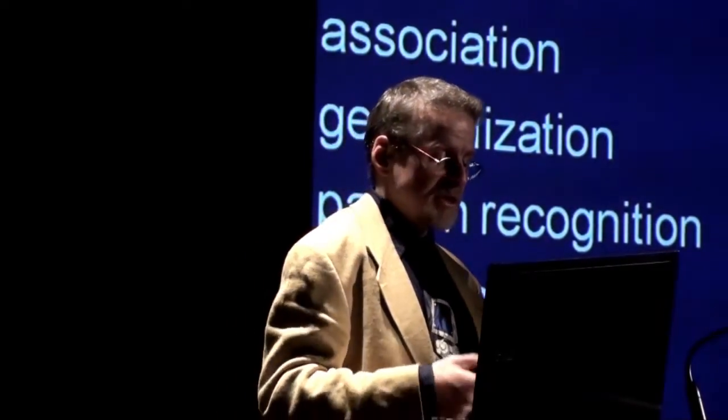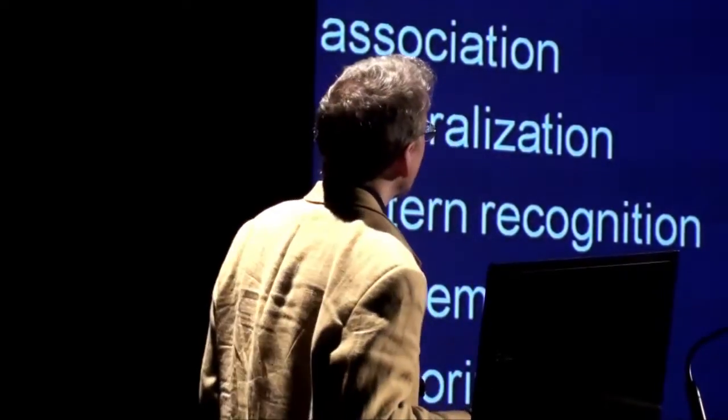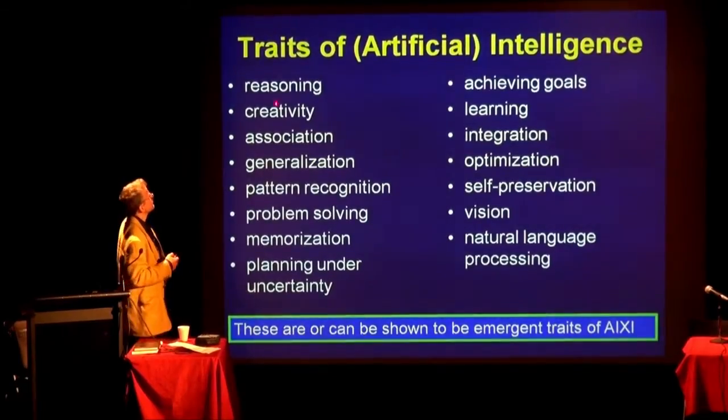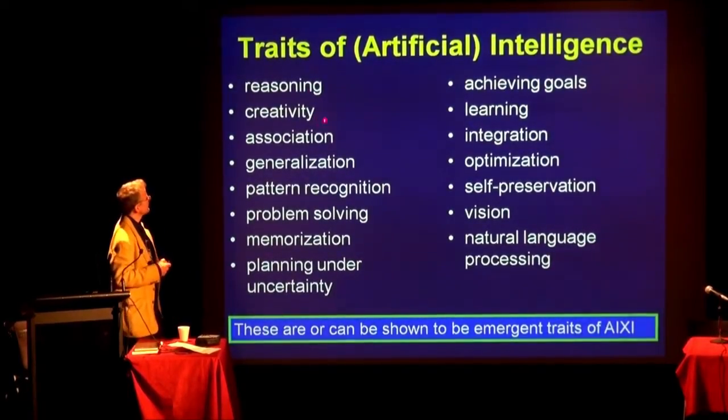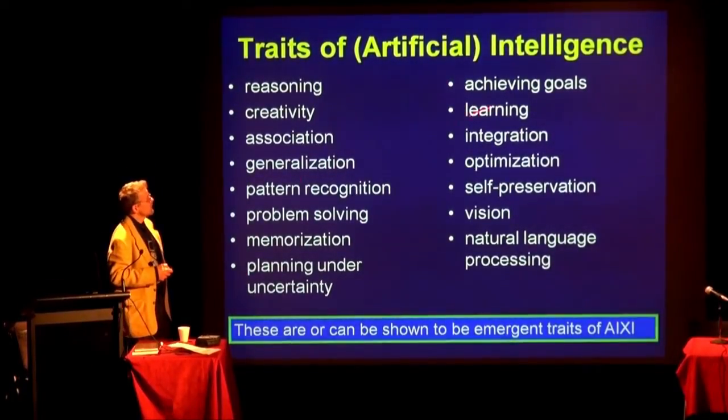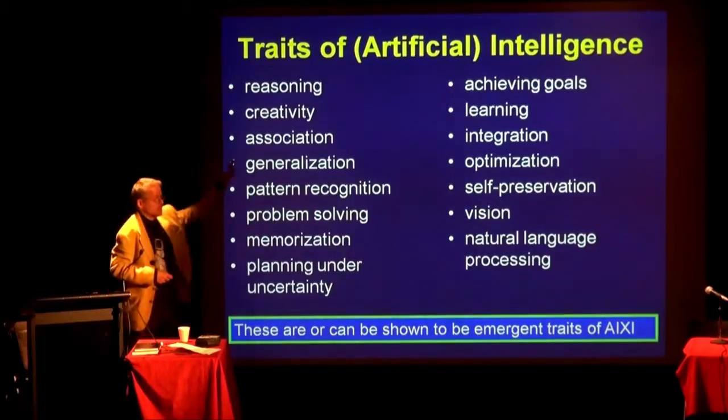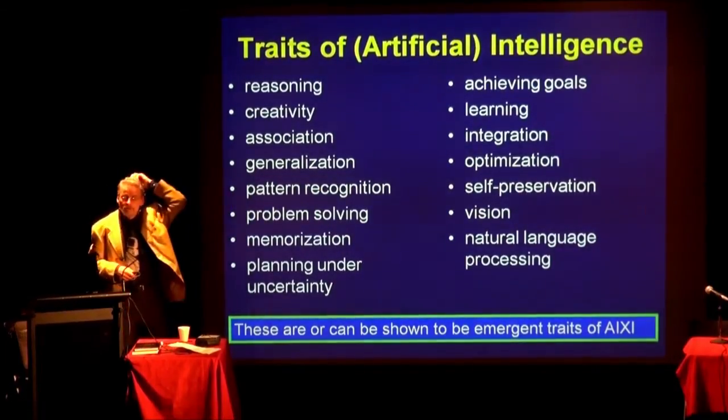Okay? But still, you ask, well, look, I think intelligence has something to do with reasoning, or with creativity, or with association, or with generalization, or pattern recognition, problem solving, memorization, planning, and uncertainty, achieving goals, learning, integration, optimization, self-preservation, vision, natural language processing, and so on. And this list is probably infinitely long. Yes, these are important aspects of intelligence, but the formal definition and the verbal definition don't seem to incorporate all of them.